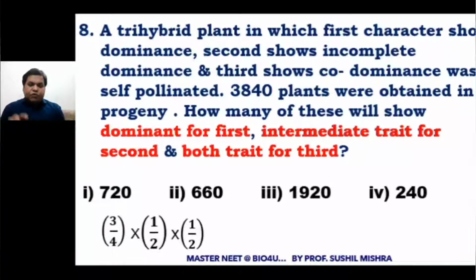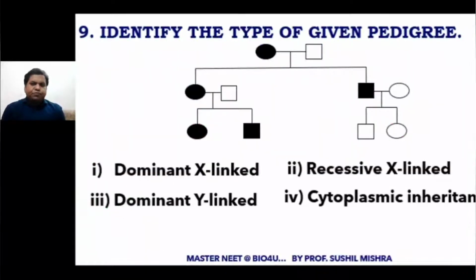Now 3 by 4 is for dominant, 1 by 2 for incomplete dominant, and 1 by 2 for codominance, multiplied with the total number of offspring gives me the right value for the required problem. So that comes out to be 720. So I got my answer in just a fraction of seconds. Let's proceed. Now once again I have taken an example for pedigree analysis. Identify the type of given pedigree.